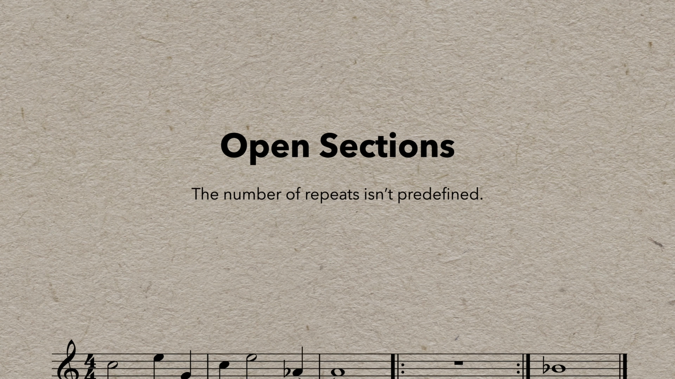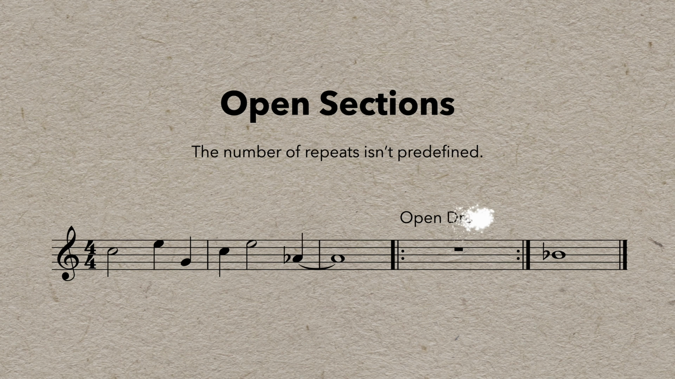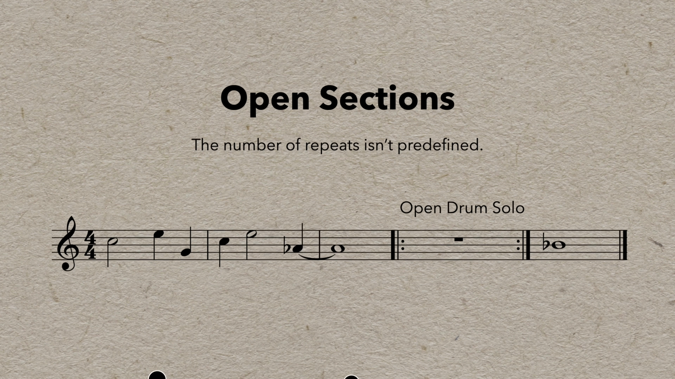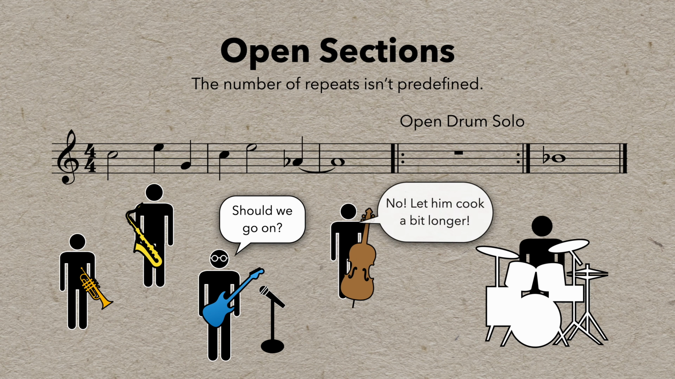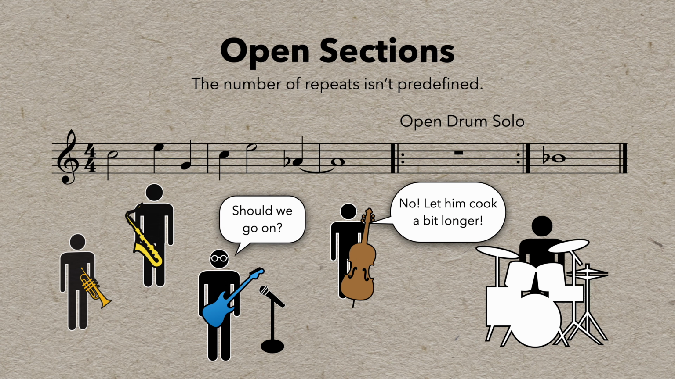It's even possible to have an open section. This means the number of repeats isn't predefined. This might be used if someone is taking an improvised solo, and it could be longer or shorter depending on the performer and the performance. The soloist or leader will indicate when to move on either verbally or with a hand signal.